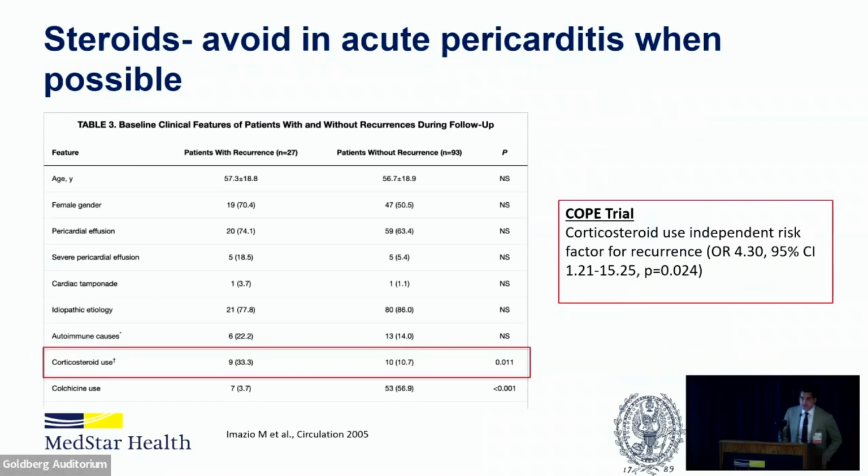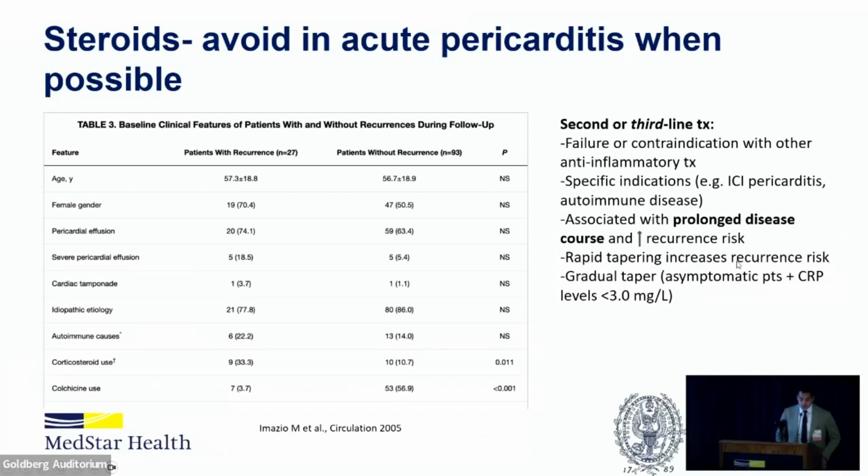And steroids, as much as our boards like for us to think, or the rather obsolete recommendation, which had been to consider steroids in this population, we're learning more and more that we want to avoid them in the acute and recurrent pericarditis population. And this was also seen in the COPE trial as well by Dr. Imazio, that steroid use independently increased the risk for recurrence by more than 4 times. So we want to be very, very careful. And while ESC wants us to think of steroids as second or third line, I try to reserve this for situations where we have no choice.